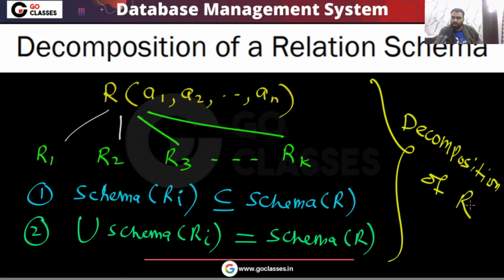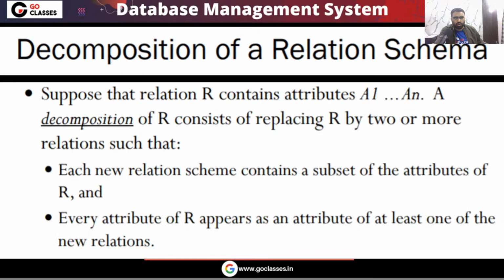This is known as decomposition of relation R into sub-relations R1 to Rk. Very simple point. So you can see the definition of decomposition. Suppose that we have a relation that contains n attributes A1 to An. Then a decomposition of R will consist of replacing R by two or more sub-relations, such that each sub-relation will contain a subset of the attributes of R. Also, every attribute of R should appear in at least one of the new relations. So this is the complete definition of decomposition.